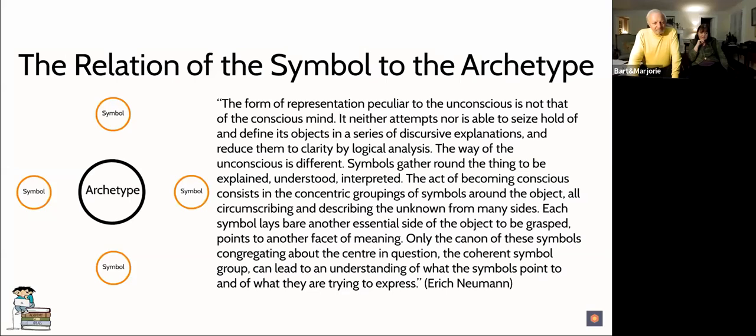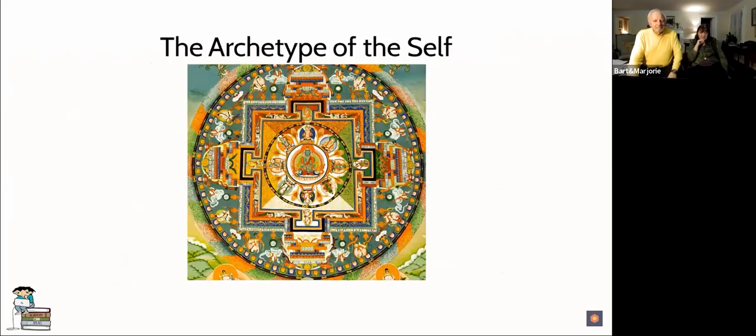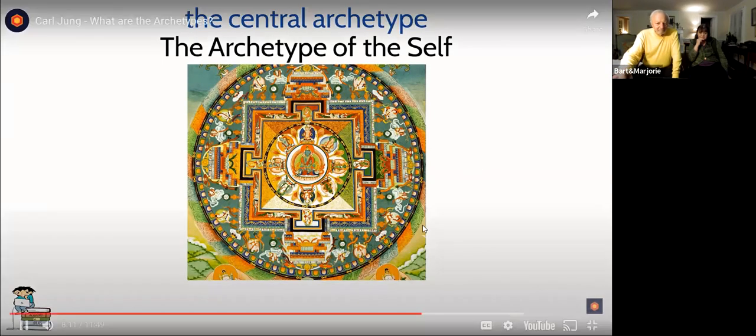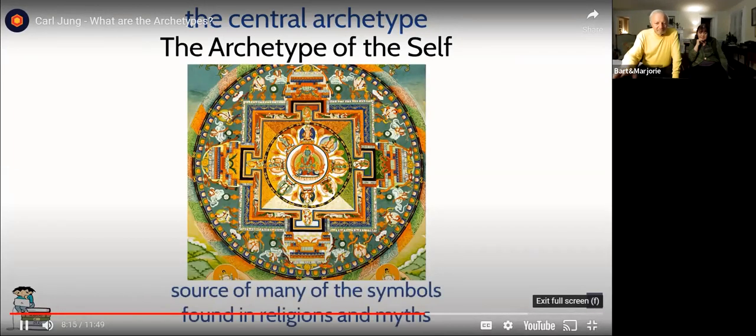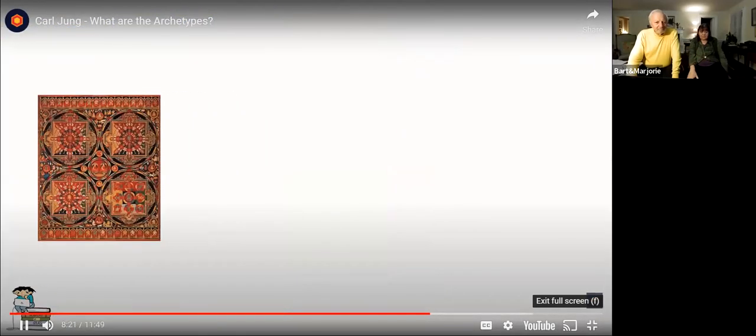To provide an example of the types of symbols which are manifested by the archetypes, we will look at the archetype Jung called the self. The self is the central archetype, and its role is in unifying the other archetypal structures of the psyche. According to Jung, the importance of the self archetype coincides with the fact that it is the source of many of the symbols found in religions and myths. Edward Edinger in Ego and Archetype reveals the wide array of symbols manifested by the self.